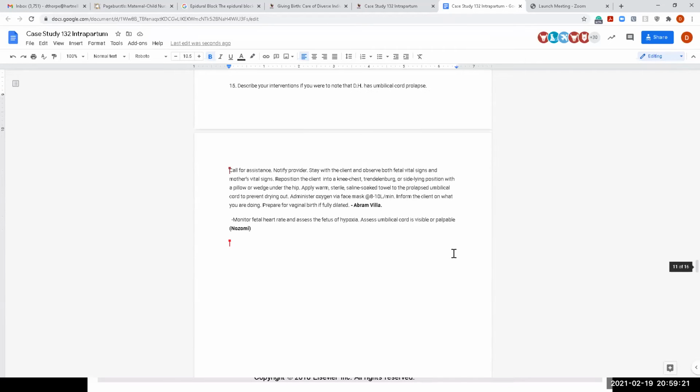So describe what interventions you're going to do. I just said, you're going to call, it's a stat emergency, okay? All hands on deck. You don't take your hand out of there. What other thing can you do? Who wrote this? Abram wrote this. So no, stay with the client, keep your hand in there. If you had your hand in there while this was happening, it doesn't matter if you don't feel anything, keep your hand in there, trying to push the presenting part up, flip her to knee chest position. And why do you think that's going to help?